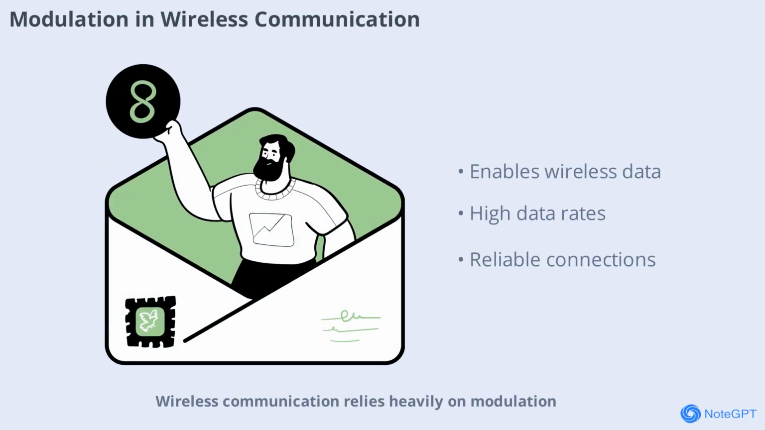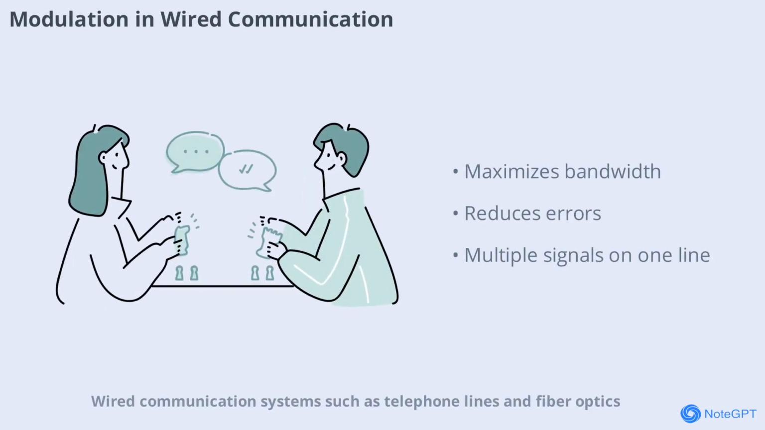Wireless communication relies heavily on modulation techniques to transmit data over the air. From mobile phones to Wi-Fi and satellite links, modulation ensures that signals can travel long distances and penetrate obstacles. Advanced digital modulation methods like QAM and PSK are essential for achieving high data rates and reliable connections in today's wireless networks. Wired communication systems such as telephone lines and fiber optics also use modulation to transmit data efficiently.